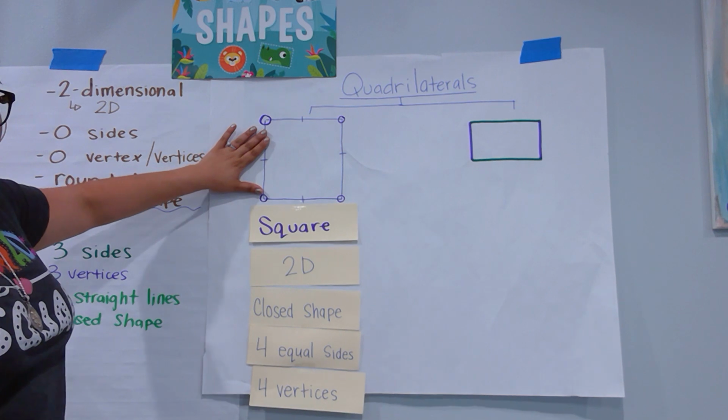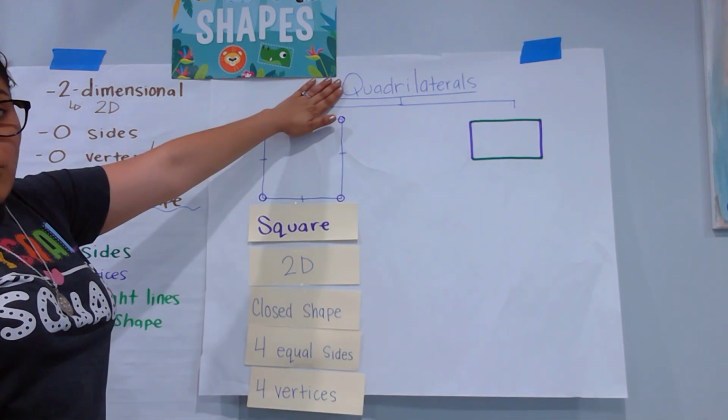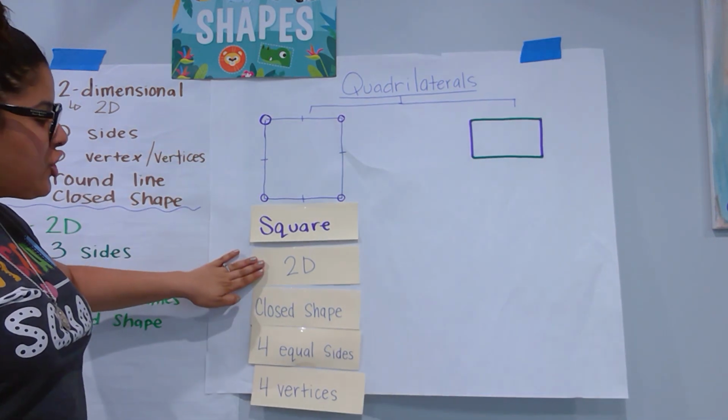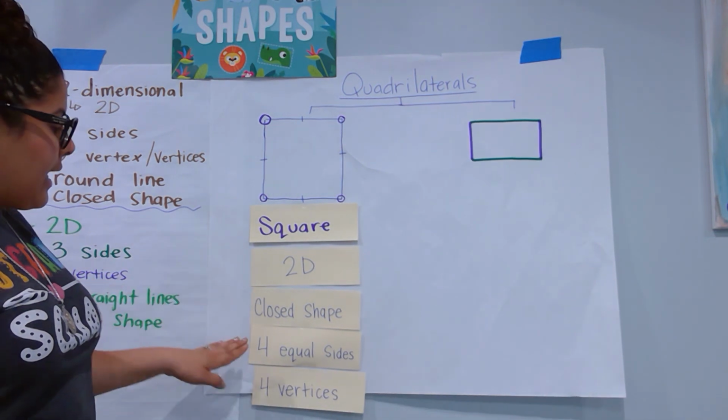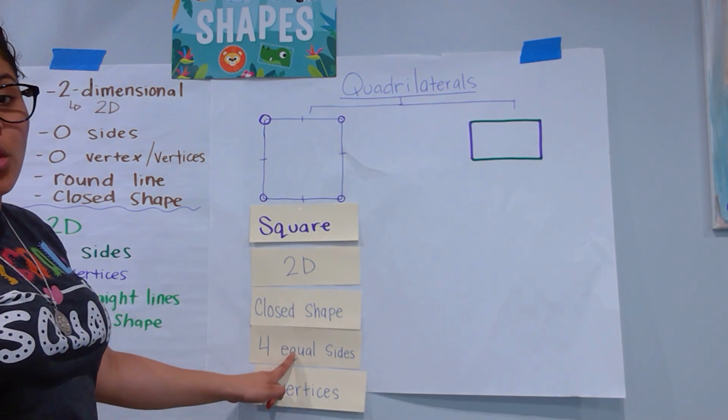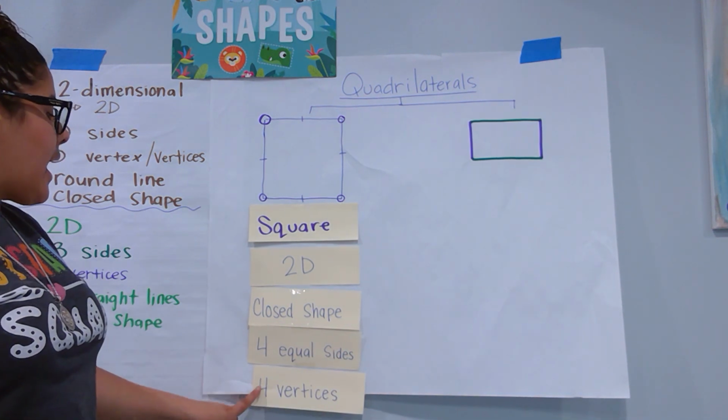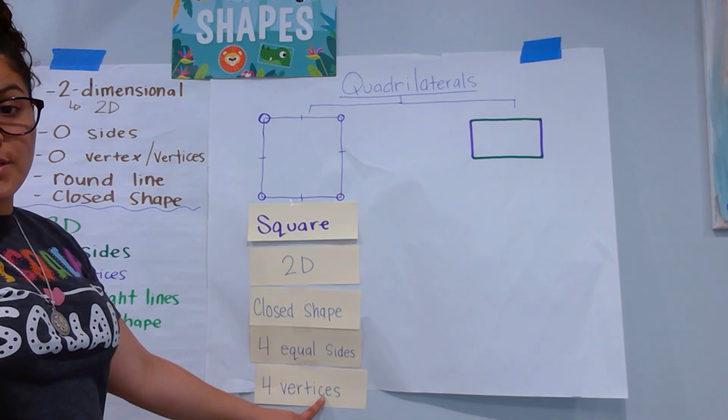So we know a square is a quadrilateral. It's a 2D shape. It is a closed shape. It has 4 equal sides and 4 vertices.